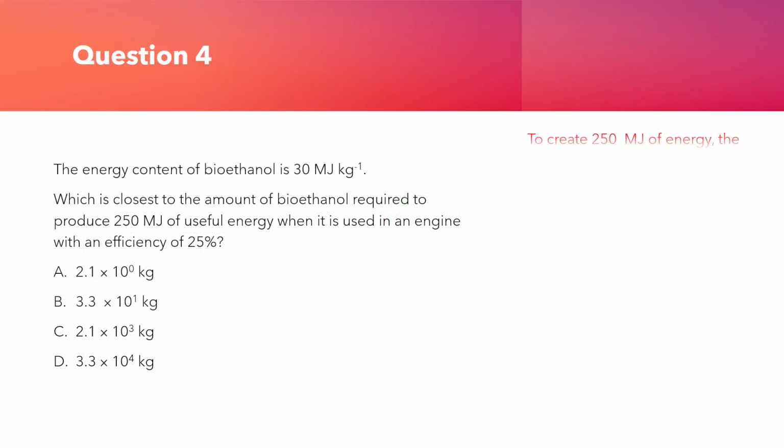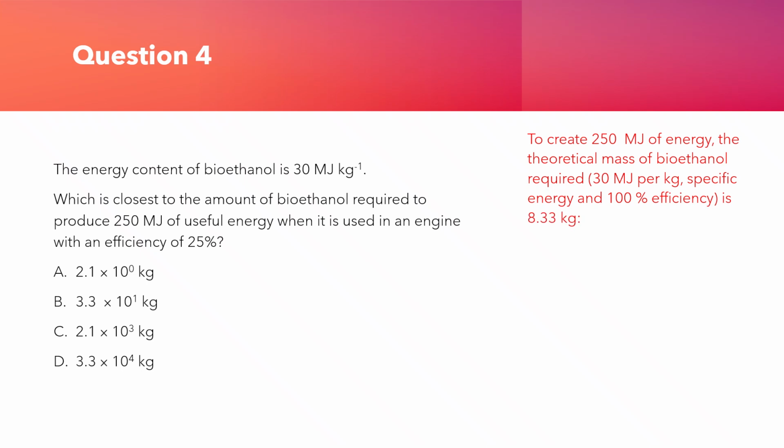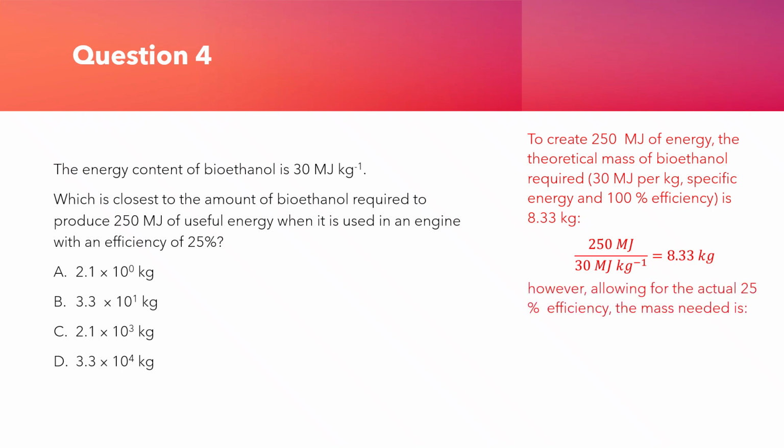To create 250 MJ of energy, the theoretical mass of bioethanol required, at 30 MJ per kilogram specific energy and 100% efficiency, is 8.33 kilograms. However, allowing for the actual 25% efficiency, the mass needed is 8.33 divided by 0.25, resulting in approximately 33 kilograms of bioethanol.